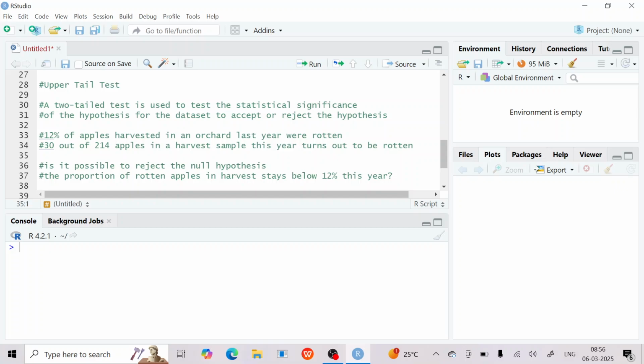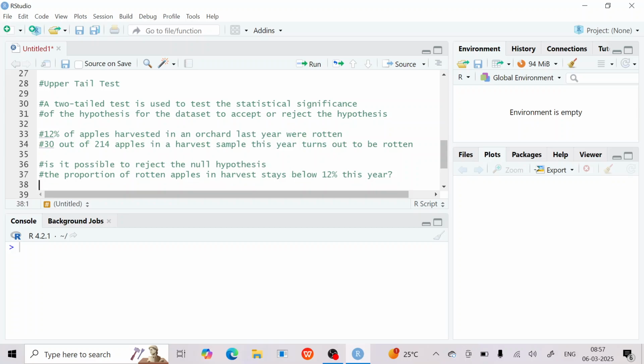Okay, so our null hypothesis is that 12 percent of the apples harvested are rotten, or we are having less than 12% of the apples rotten this year. So that is the null hypothesis. We are going to check whether we reject this null hypothesis or accept it. The proportion of rotten apples in the harvest is 12% this year, and we are going to see whether it is below 12%. So the null hypothesis is that the rotten apples are below 12 percent this year.